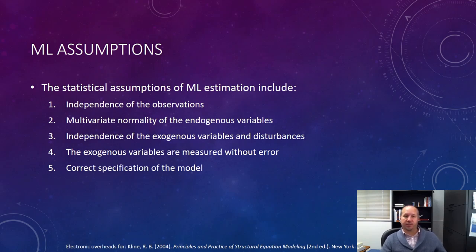Independence of exogenous variables and disturbances. So that's all that stuff we talked about with specification, making sure that we aren't creating correlations across exogenous variables and endogenous variables, or correlating disturbance terms where we create bow patterns. Exogenous variables are measured without error, and correct specification of the model. So essentially what we're assuming with ML is that we've specified and identified our model correctly, and we have multivariate normality.